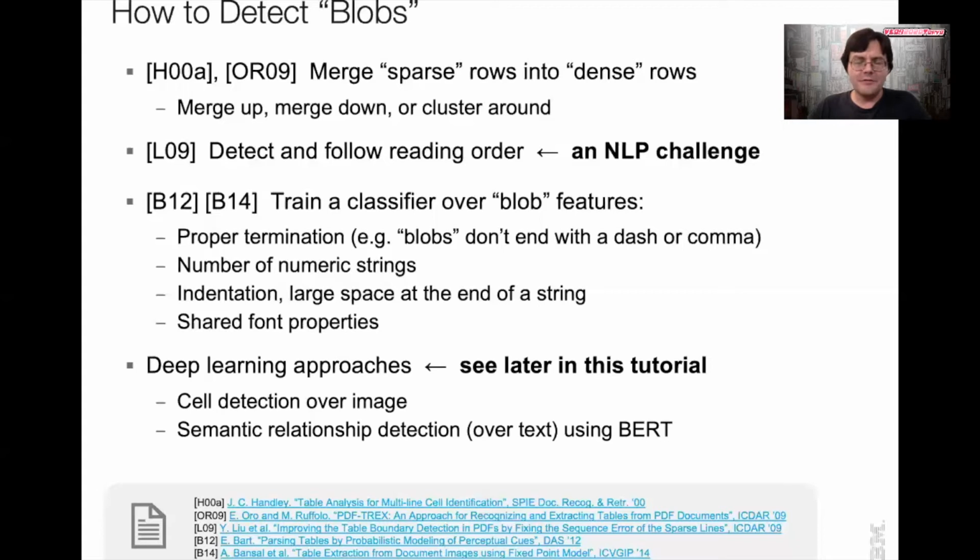You can also use deep learning approaches to detect blobs and cells. And you can use convolutional neural networks, or you can use embeddings in order to semantically link, identify which text is semantically linked and which is not.